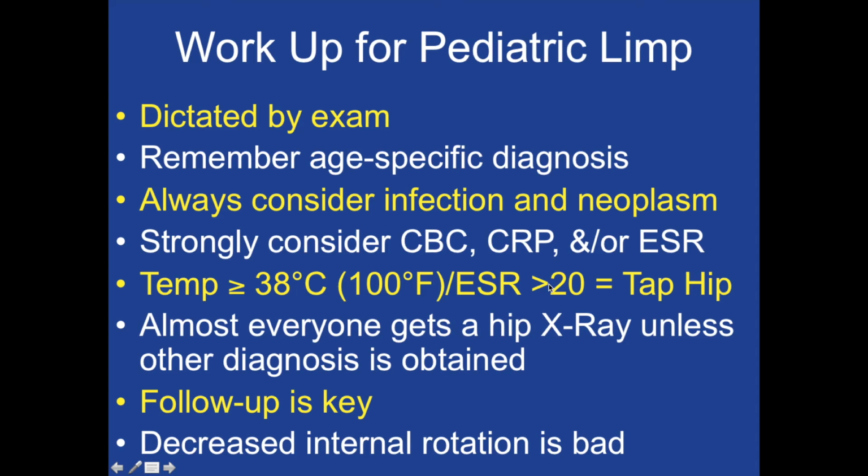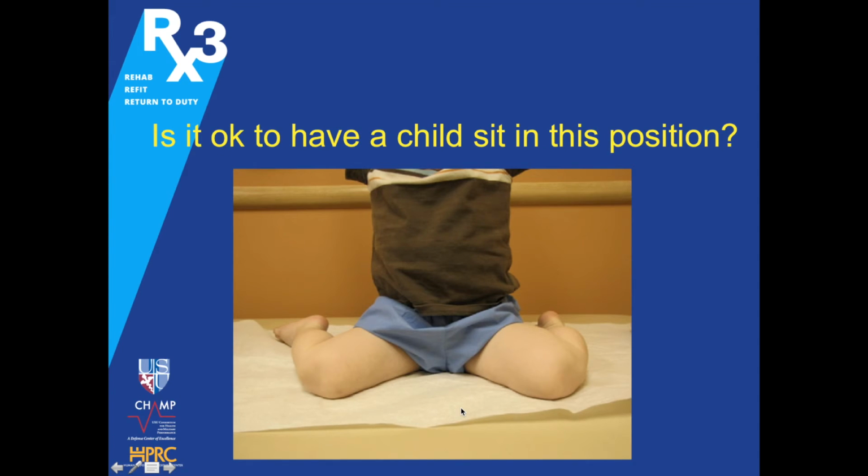So to recap for the pediatric limp, the workup is dictated by exam. Remember your age-specific diagnosis. Always consider infection and cancer. Strongly consider doing some blood work. If you have some of the parameters that are elevated, you're probably going to consider doing a joint aspiration. Almost everybody needs to get a hip x-ray, and the follow-up is key. And finally, decreased internal rotation is a bad thing.